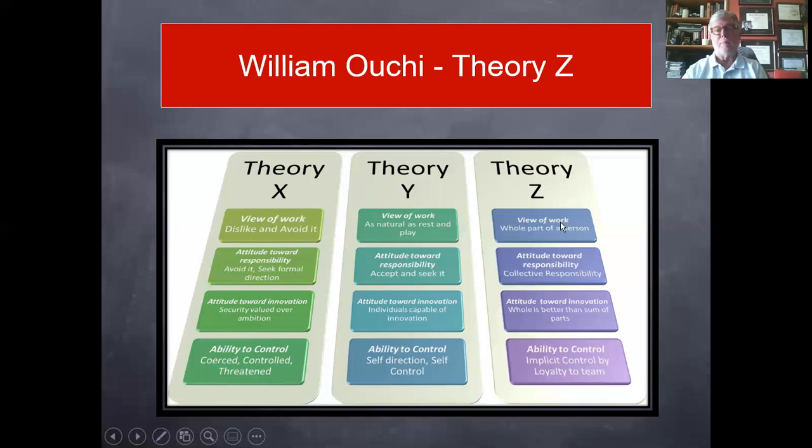Also, some of the more important parts had to do with these assertions, that Theory Z manifests itself in a view of work, that work is a whole part of a person. He believed that responsibility was collective. Not only do you owe it to your customers, to yourself, but to your coworkers. He believed that there was an attitude towards innovation and the ability to control, implicit control by loyalty to the team. In other words, how these workers and managers and leaders felt towards one another.